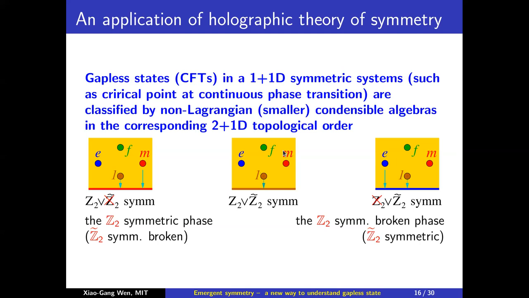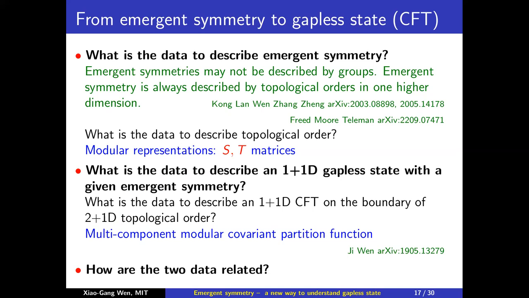And so here's some sketch. First we have to say what kind of data describes emergent symmetry, because here we say that the gapless states are described by emergent symmetry. And here we try to say that emergent symmetry is always described by topological order in one higher dimension. So this question becomes: what data should we use to describe topological order in one higher dimension, quantitatively?